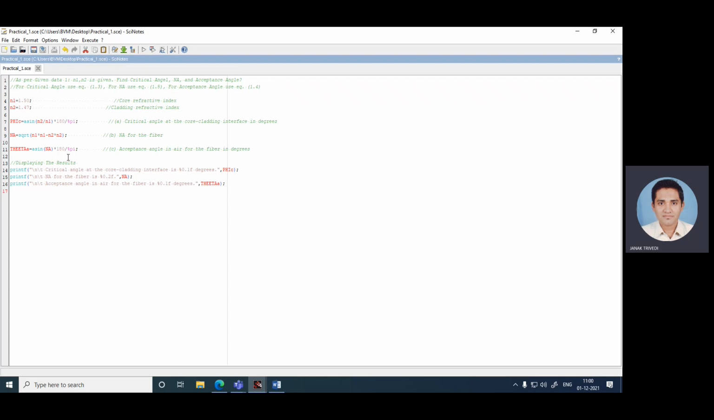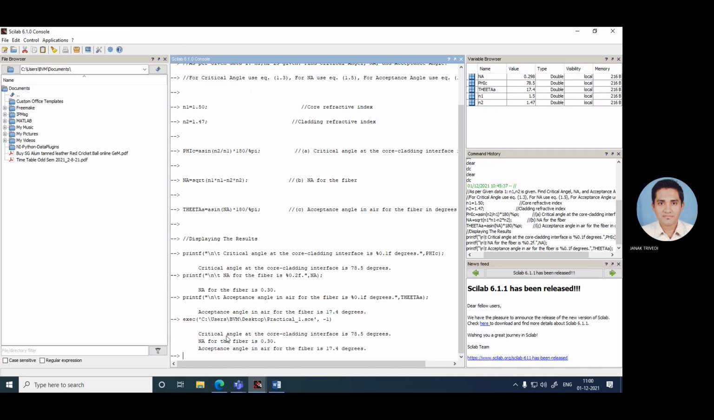So this is a simple equation-based implementation. So now click on execute, and you can see this is the result. Okay, I think you will be confused.